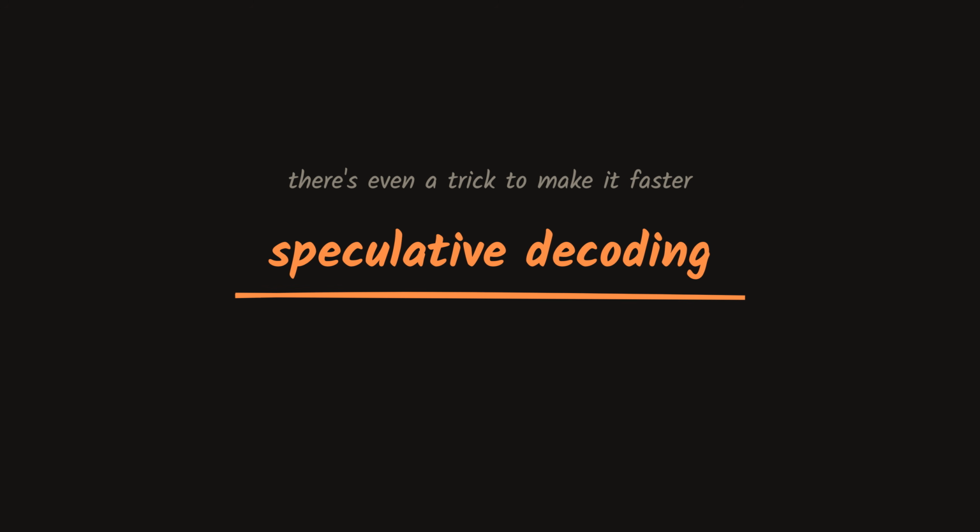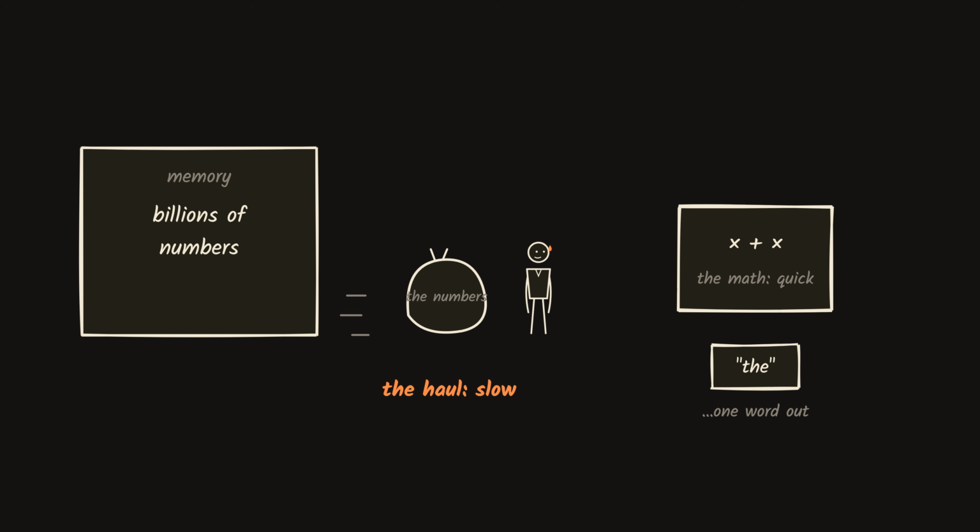There's even a trick to make it faster called speculative decoding. When the big model produces one word, almost all the time goes into hauling its billions of numbers out of memory. The actual math is quick. And here's the key.